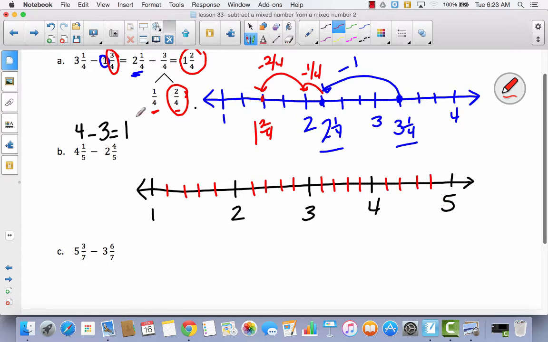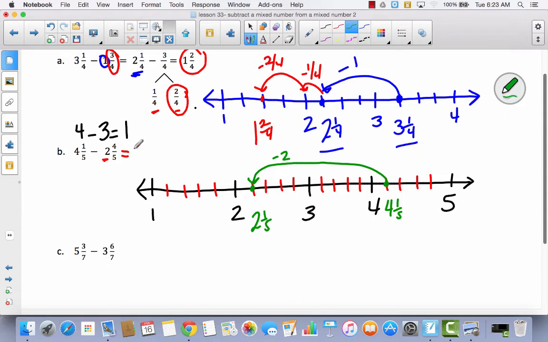So remember, the first thing that we're doing here is we're trying to take away this 2 wholes. So I've got 4 and 1/5 minus 2 wholes. So let's find 4 and 1/5. Here's 4. Here's 4 and 1/5. And I'm going to take away 2. So that's going to take me to 3 and 1/5 and then to 2 and 1/5. So if you look at what I just did there, I just went from 4 and 1/5 minus 2, which would take me to 2 and 1/5.